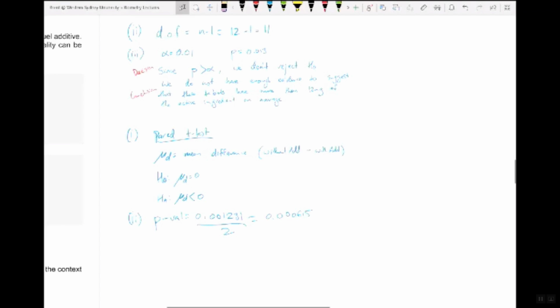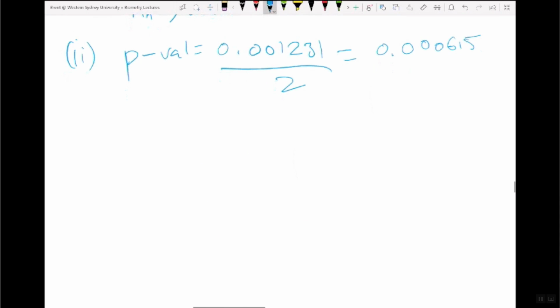What does that mean in the context of the question? We do have evidence to suggest that something about the fuel additive is working, to suggest that the engines run more efficiently with the additive.